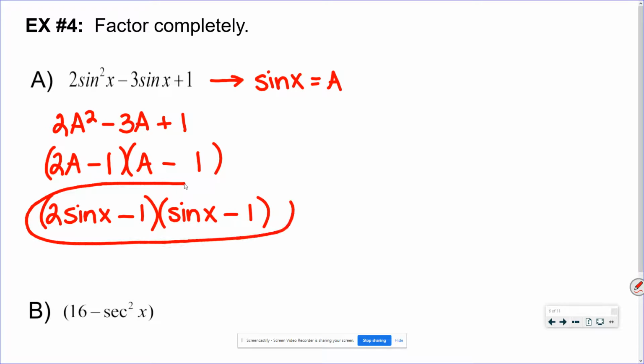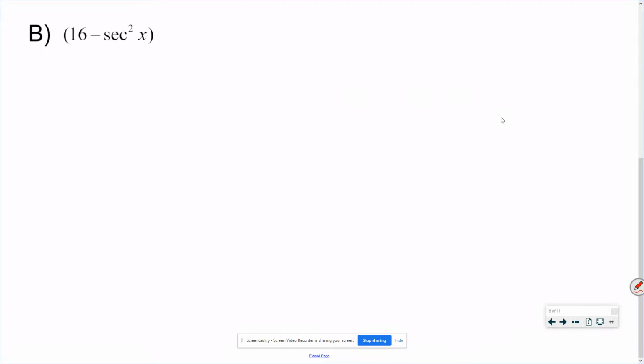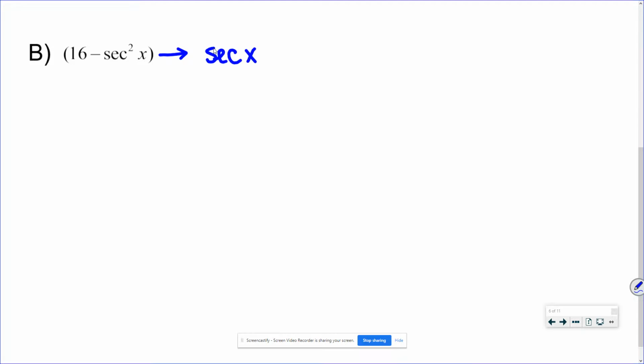Okay, so that means that this answer is basically showing you how you could factor this trinomial with trig functions in it. Let's try that again with b. Let's do a substitution thing. So instead of secant, I'm going to write y. You can pick whatever letter you want. So secant squared means this would be like y squared.